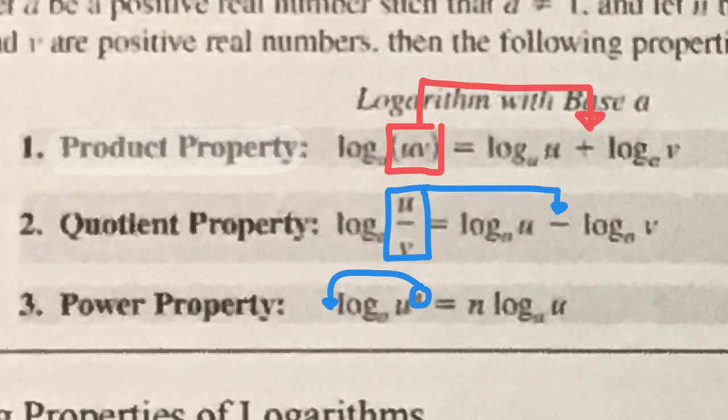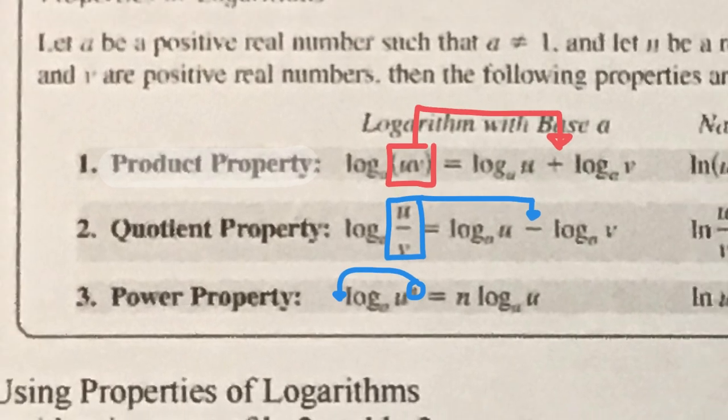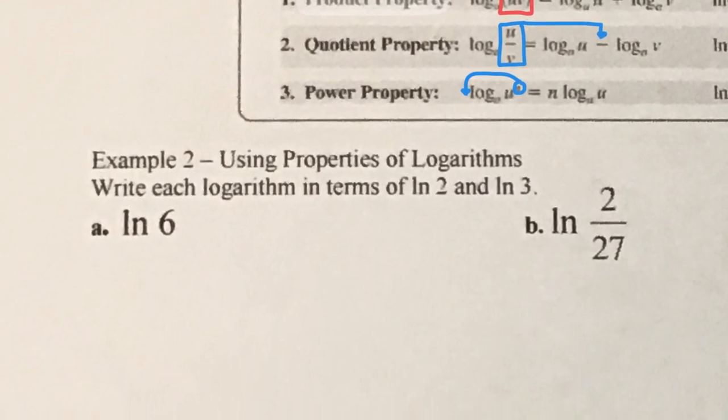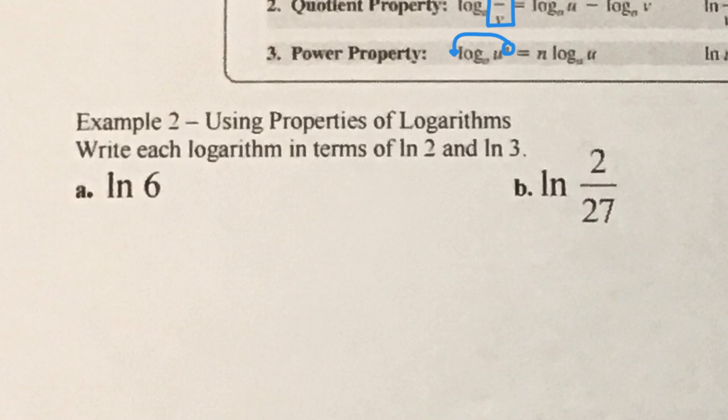Those are the ones we're going to be using the most. Actually, those are the properties that we use all the time when we're solving logarithms. We'll solve them by condensing. So our first two examples say, write each in terms of natural log 2 and natural log of 3.